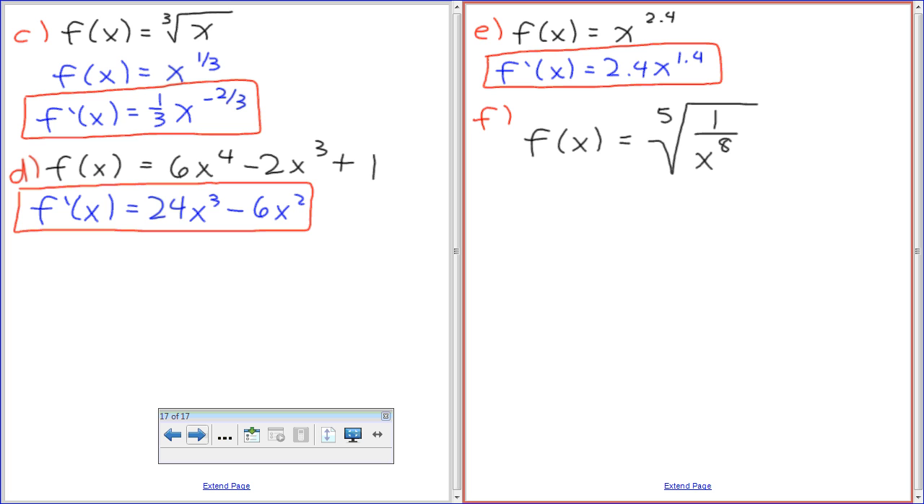Is that 1 over x to the 8, to the power 1/5? So it's gonna be 1 over x to the 8, the power 1/5, good. Now, I still don't like that though. What can I change 1 over x to the 8th into? What does 1 over x to the 8th mean? Yeah, good, x to the negative 8th, good.